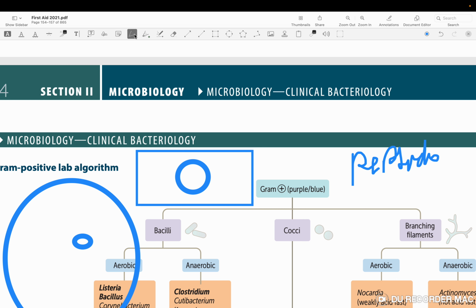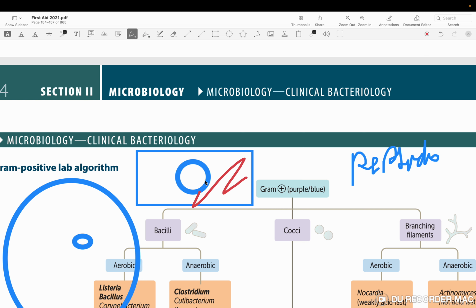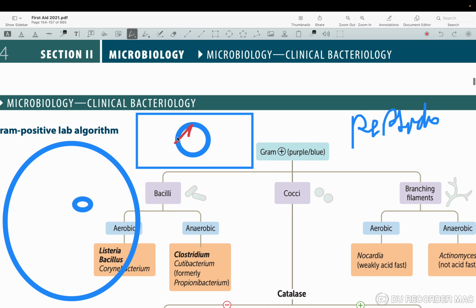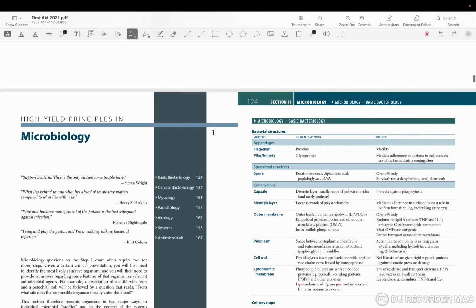The next step is to put a different color. Which color do we put? Red. So you put the red color, and obviously the bacteria will become red. So this is gram-negative bacteria. I hope it makes sense.